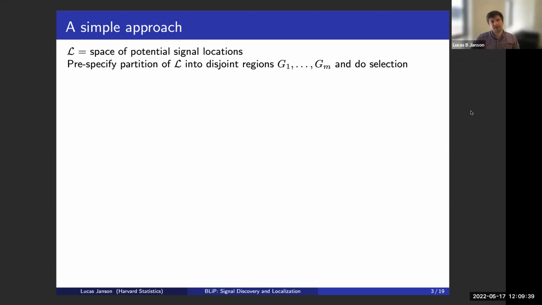So if L is our space of potential signal locations, so this is the night sky in an astronomical survey, then one thing we could do is pre-specify a partition of L into a whole bunch of disjoint regions, and then we could do some sort of selection. We could do that via a Bayesian method, we could do it via a frequentist method, whatever you wanted, but we could basically select regions. And this would allow our outputted regions to be disjoint, which is nice. It helps with interpretability if each of our regions doesn't overlap with each other. It also helps us avoid double counting both false positives and true positives.